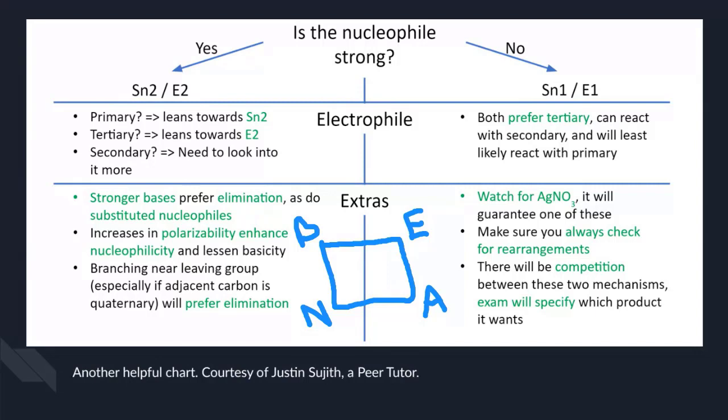So for most of the time, when you have a situation where these two would be competing, like a tertiary substrate with a weak nucleophile, weak base, it would probably specify which product it wants, or tell you to do both. So you won't be left stranded as long as you understand that those are competing and that you would need to provide both unless they asked for just one or the other.